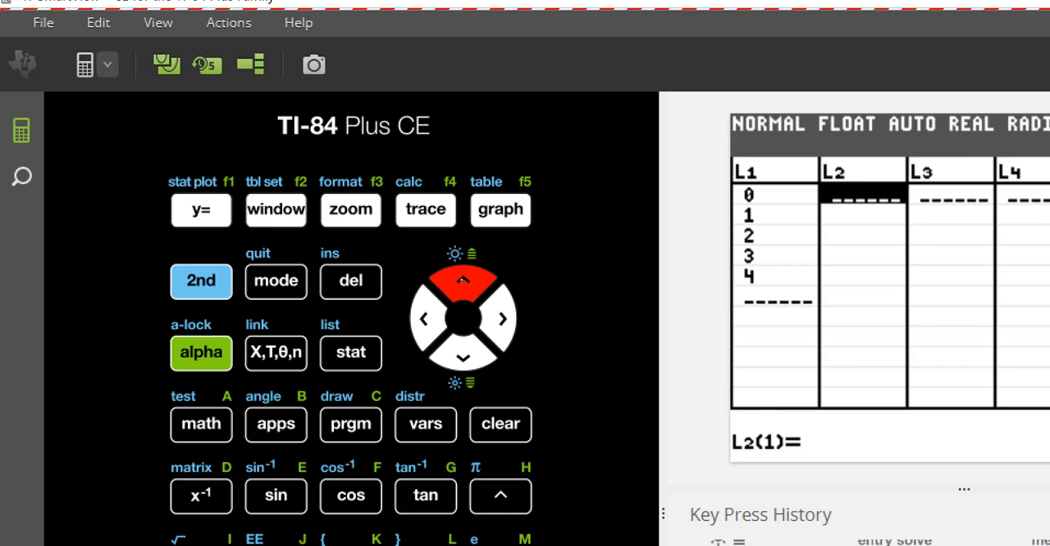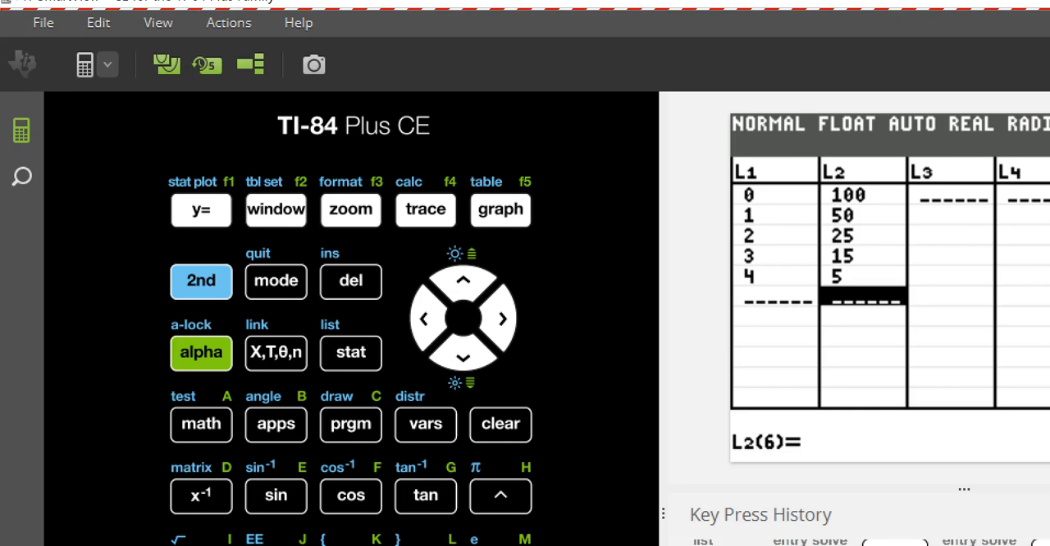0, 100, enter. 1, 50, enter. 2, 25, enter. 3, 15, enter. And what did you guys choose for 4? 4, 5. Okay, raise your hand if you do not have your data in. We all have our data in. Usually you guys are faster than me because you're on your keystrokes.